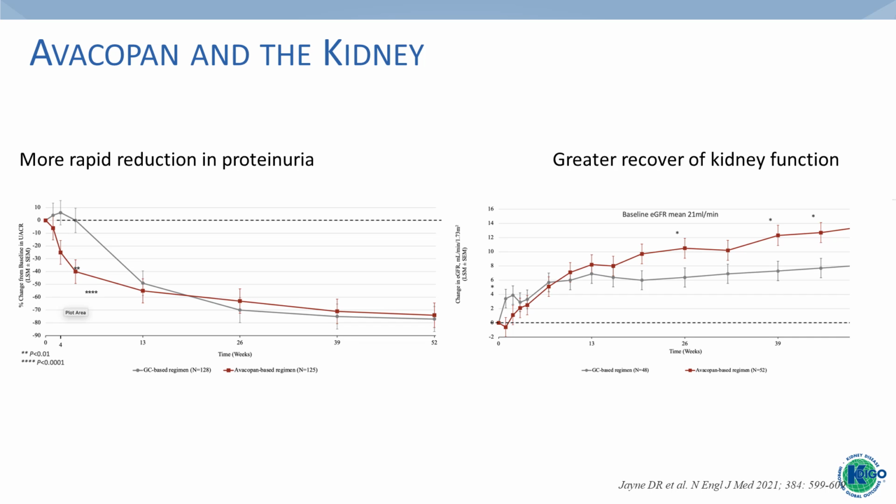There were several key secondary endpoints, and here I'm highlighting the kidney, where in the avacopan group shown in red, there was more rapid reduction in proteinuria compared to the steroid group shown in gray. And over 52 weeks, we saw a greater recovery of kidney function in the patients with reduced GFR in the avacopan group, again in red, as opposed to the steroid group shown in gray.